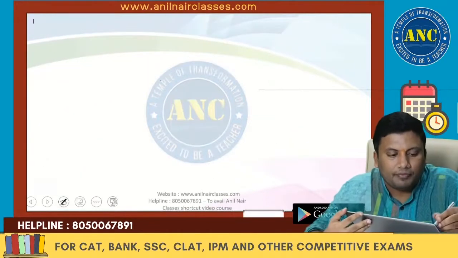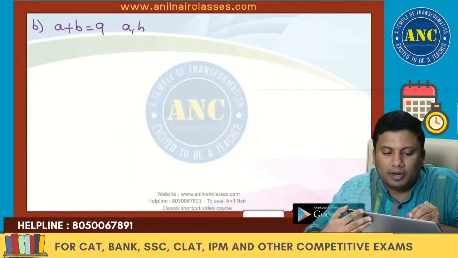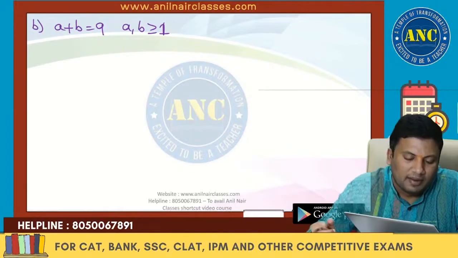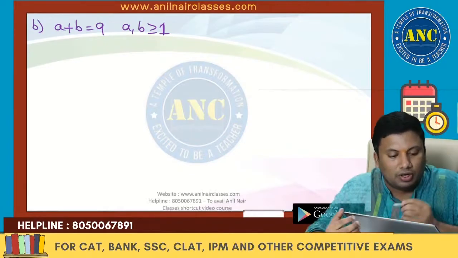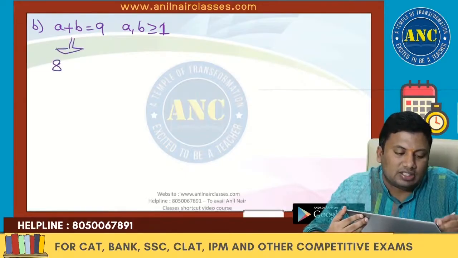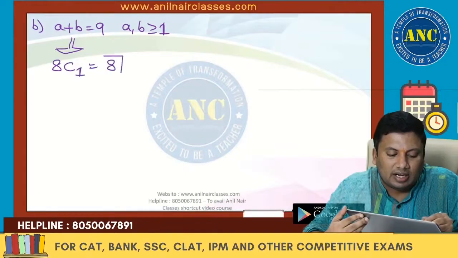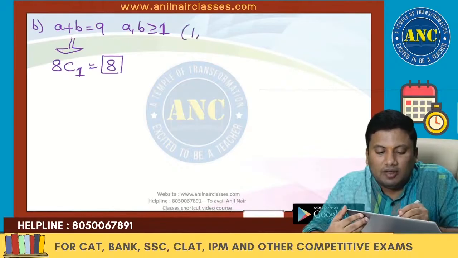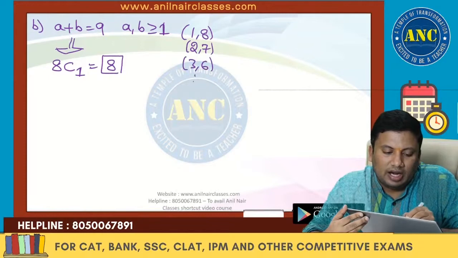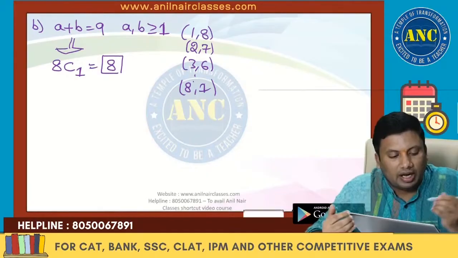Second one. A plus B is equivalent to 9. A comma B are greater than or equivalent to 1. When the lower limit of the variables is 1, that means I am doing a natural number solution. 9 means there are 9 balls kept in a line. There are 8 gaps. Out of 8 gaps, select any one. I will get an answer, which is 8C1, that is 8. 1 comma 8, 2 comma 7, 3 comma 6, and so on up to 8 comma 1. So total 8 values I got. I hope it is clear.